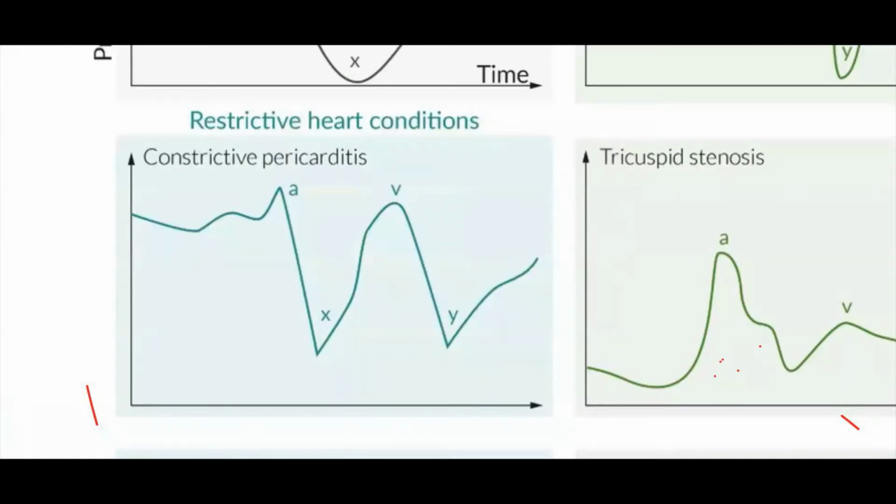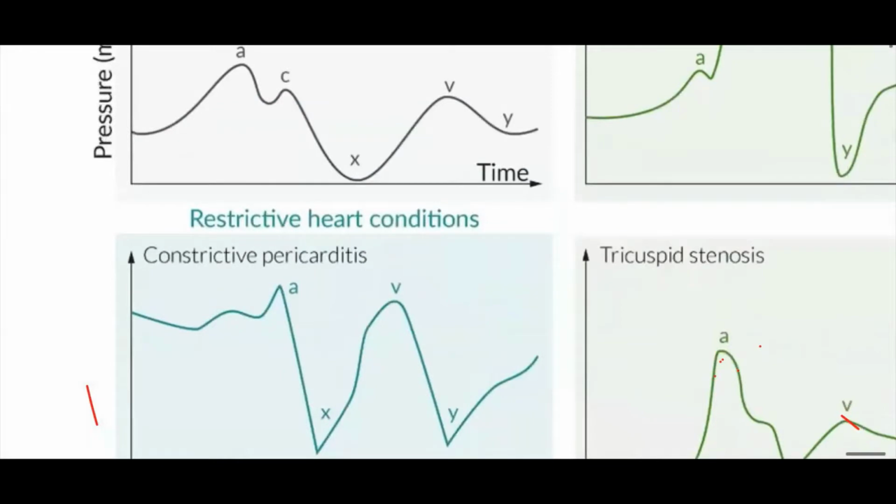Prominent X wave. And look at the Y. Look at the Y in the normal tracing and compare it with the Y in the constriction. Decreased or increased? Prominent, exactly. If you compare the normal with the constriction, the Y descent is blunted in the normal, but it's so steep in constriction.